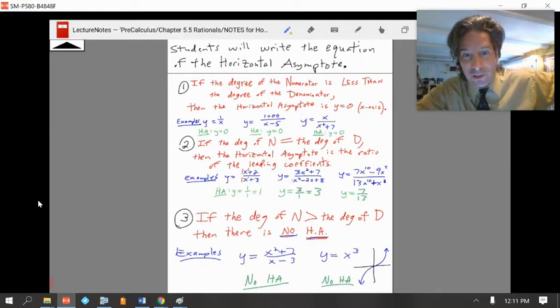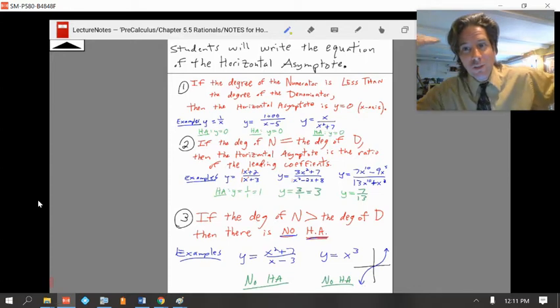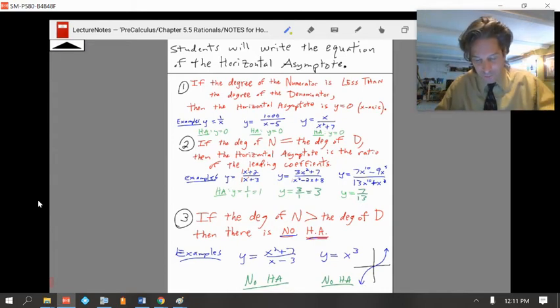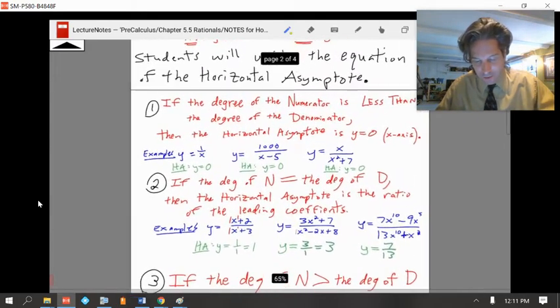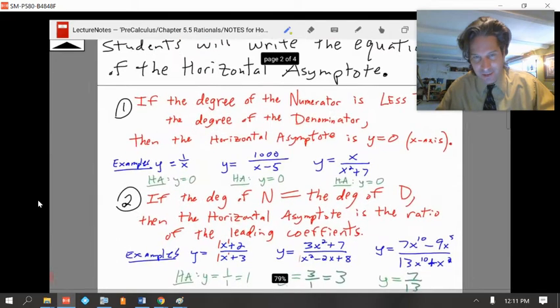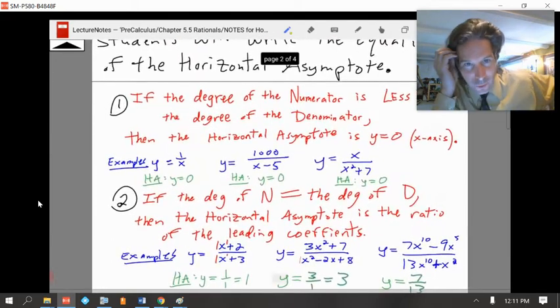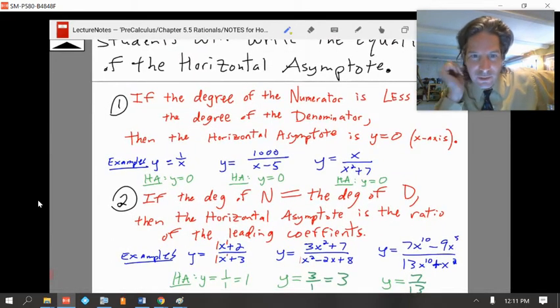And with a rational function, you're comparing what the numerator of the function is doing to the denominator of the function, right? You're comparing the rates at which they change. And so when the numerator changes less than the denominator does, the horizontal asymptote is 0, right? And so we see three examples here.